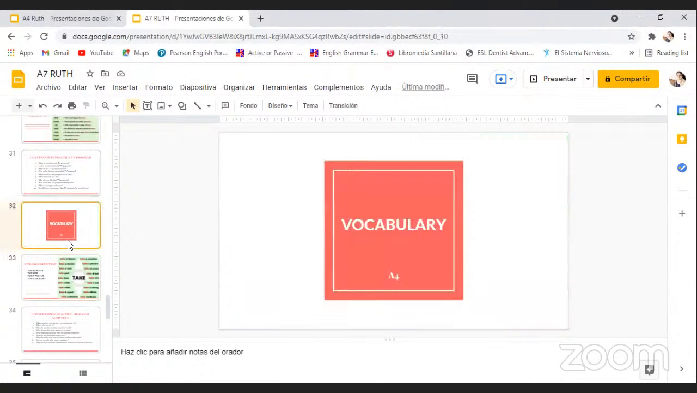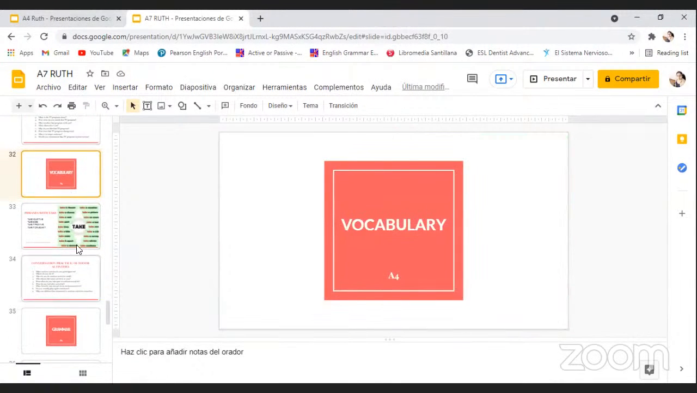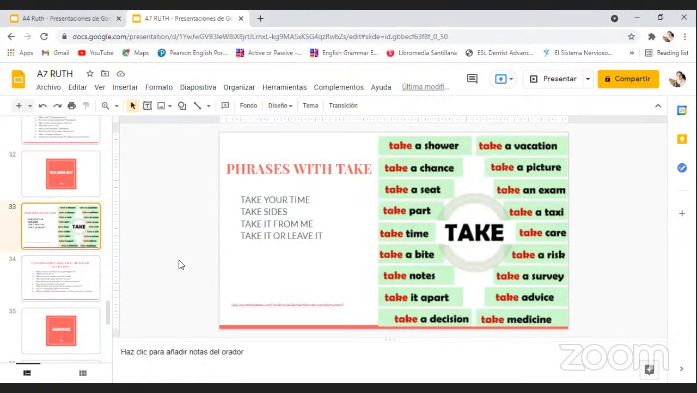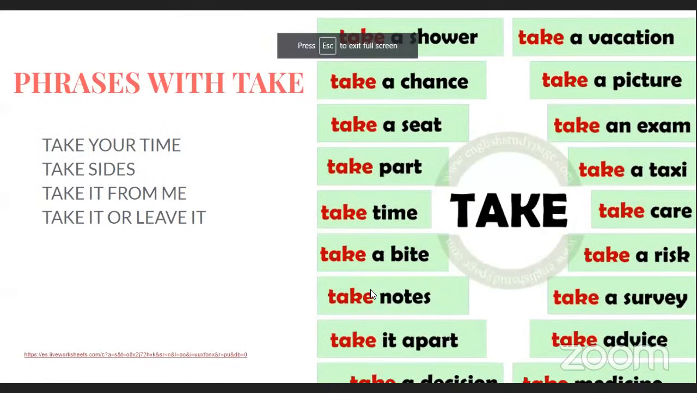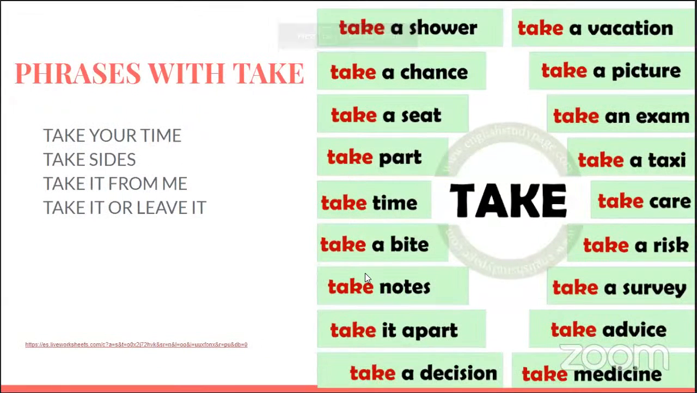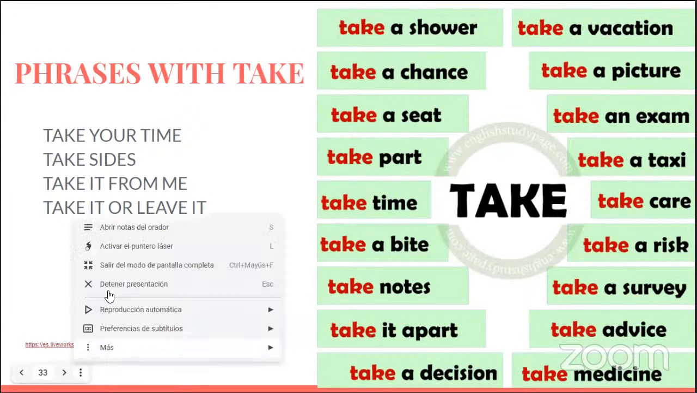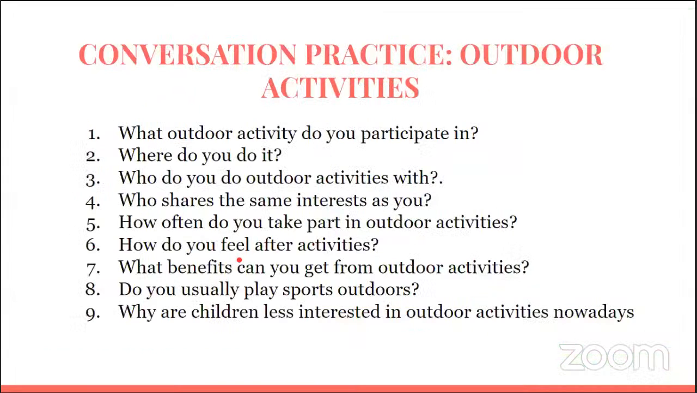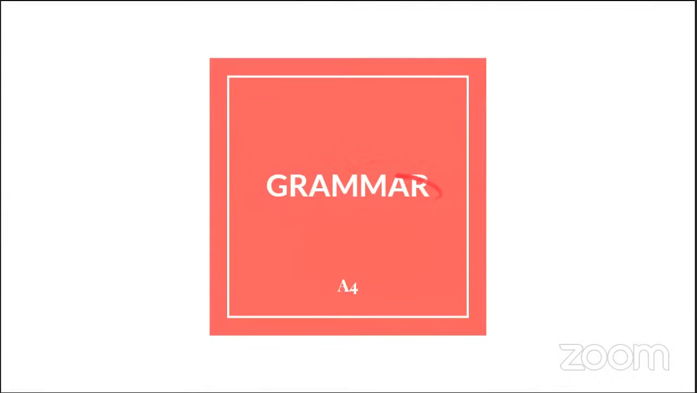We started unit number 4, right? Yes. Okay, so we are here. And we did this practice about phrases with take. And now we have to continue on to outdoor activities. We also did this conversation practice, right? Now we have to go to grammar, unit number 4.